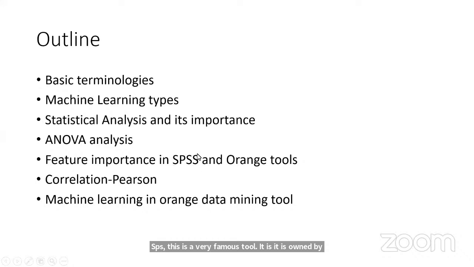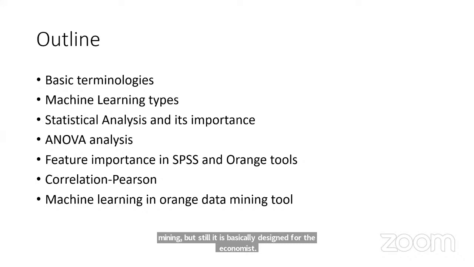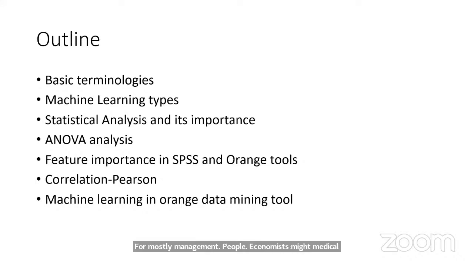Basically, SPSS is designed for the economist. It is not for the data mining purpose, but it performs the data mining. But still, it is basically designed for the economist, for mostly management people, economists, medical people are using SPSS to analyze their data, to understand their data. And next, Orange tool. Now, Orange tool is a data mining tool which is written in Python. And Orange tool is the open source tool. So SPSS is not an open source tool, while Orange is an open source tool. So anyone can download it and use it at once.